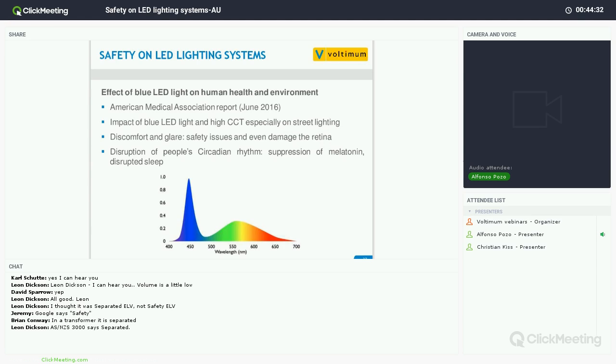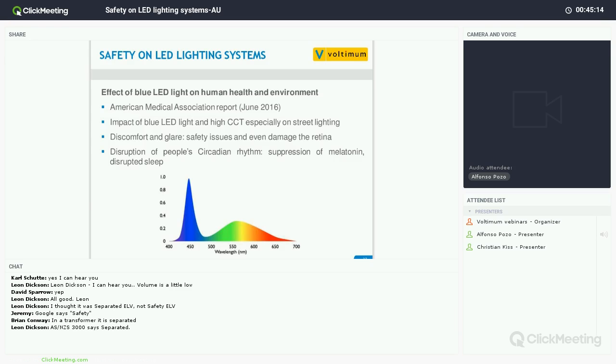And also, to finalize the presentation, just to mention as part of the safety on LED lights, I have to mention the report released by the American Medical Association, the AMA, in June this year regarding the effect of blue LED light on human health and environment. In the statement, they basically explain two main problems, especially on street lighting, new street lighting with LED.